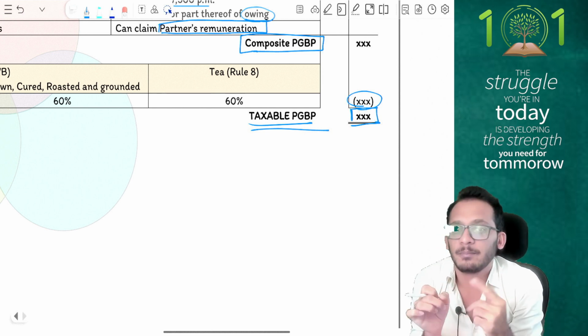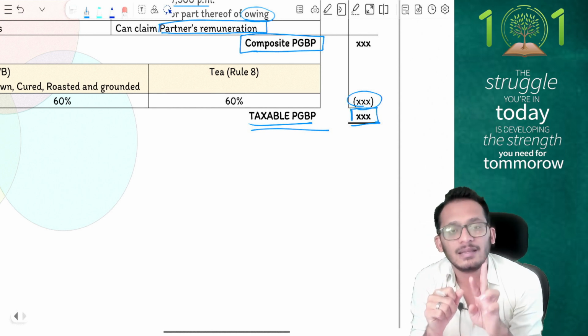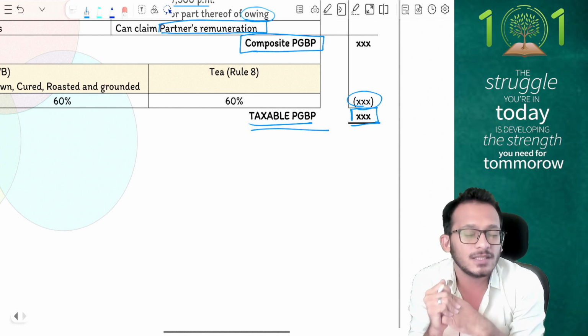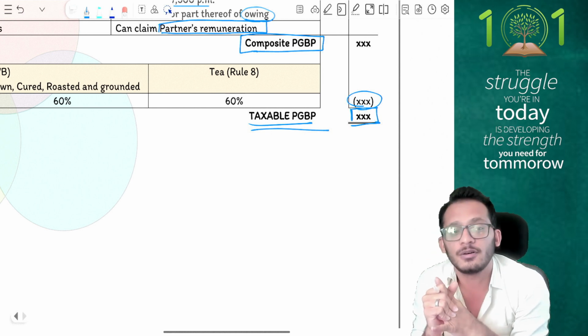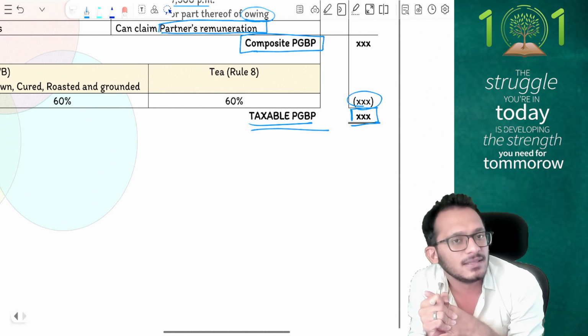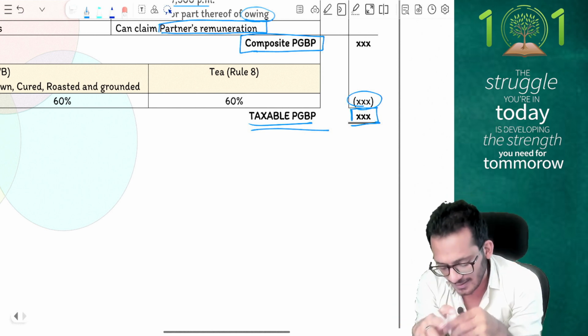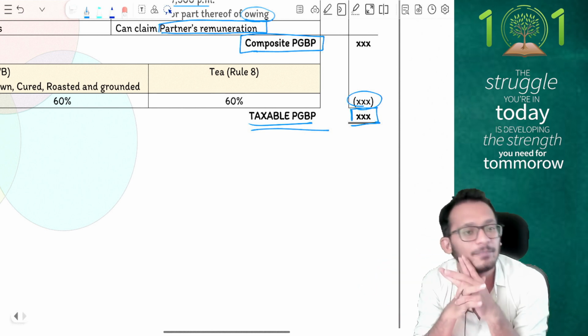I will compare that with my presumptive PGBP and check whichever is lower. That will now be found out as the composite PGBP. In that composite PGBP, if I have any agricultural business, then I can claim that as a deduction in order to arrive at my taxable PGBP. Yes, great. This is how your PGBP statement looks, people.